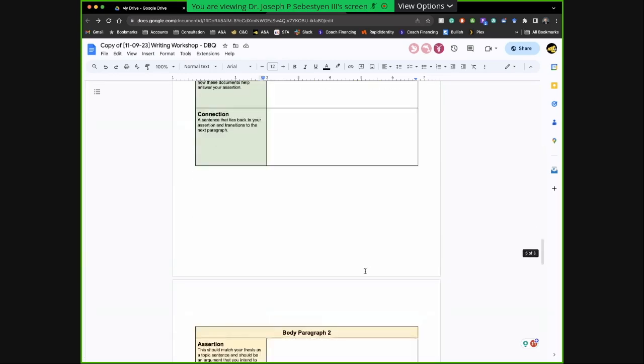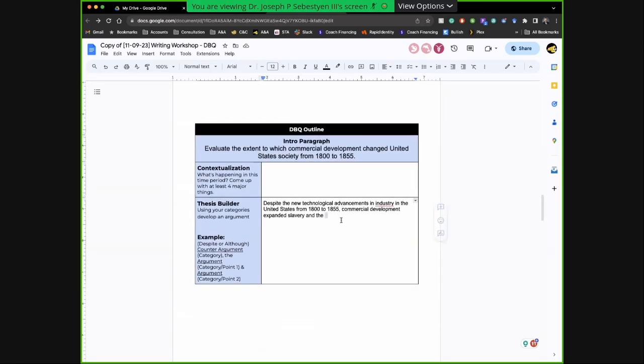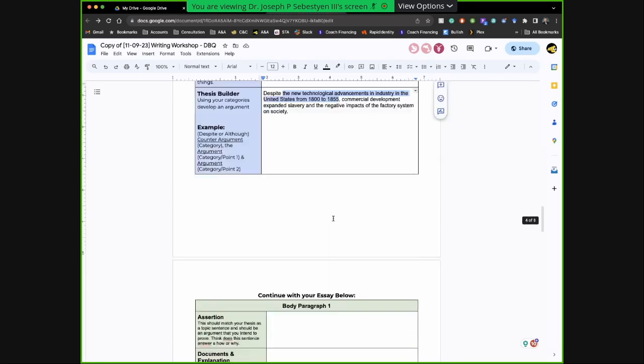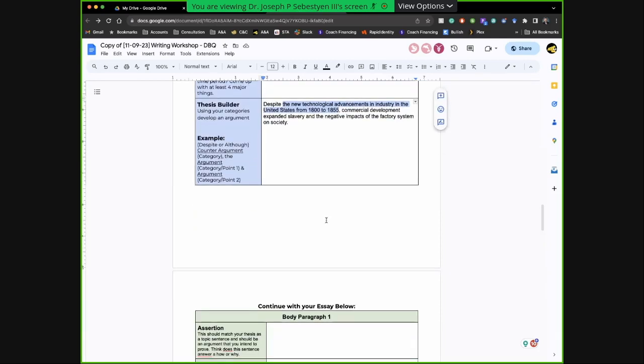extended slavery and the negative of the factory system on society. Yeah. You see how I'm getting that? That makes sense. Because then you can talk about the documents of the slavery ones and the factory system ones and still be working into your thesis and include a little bit of the question in it too.